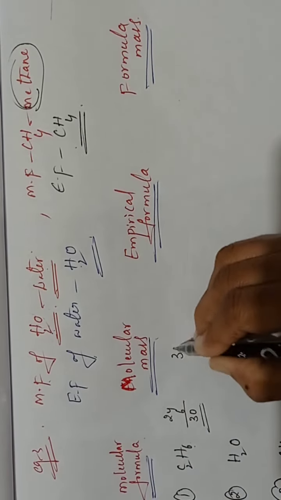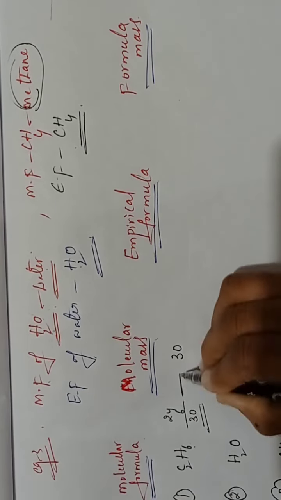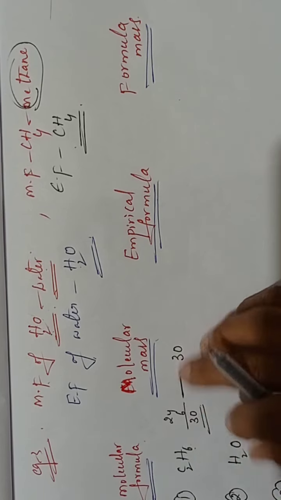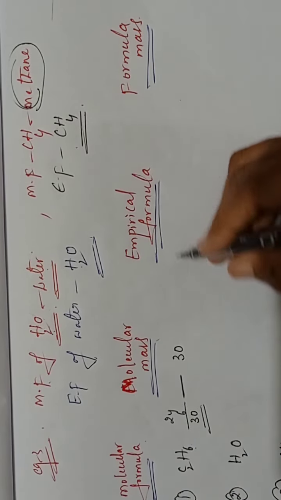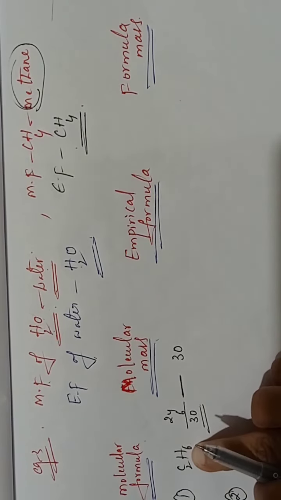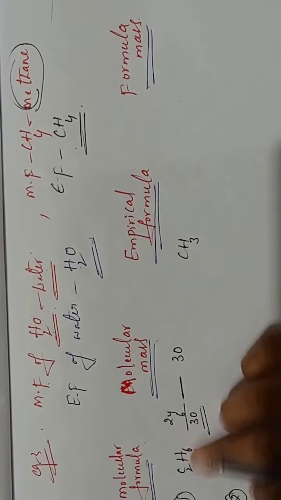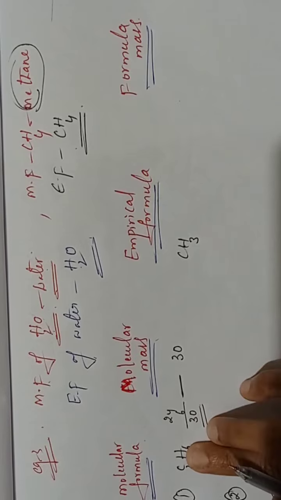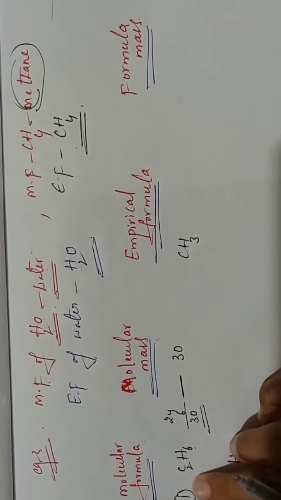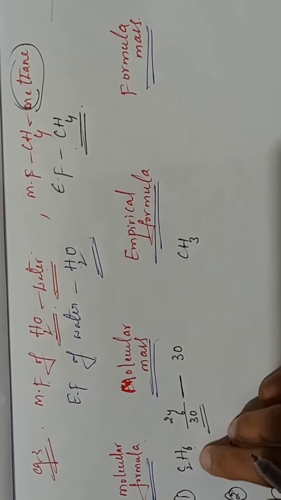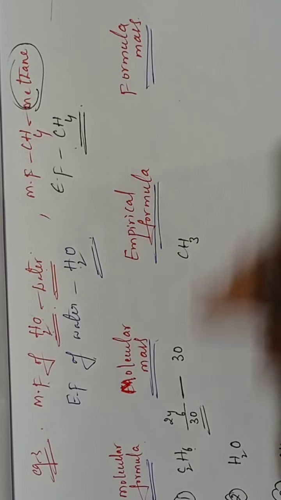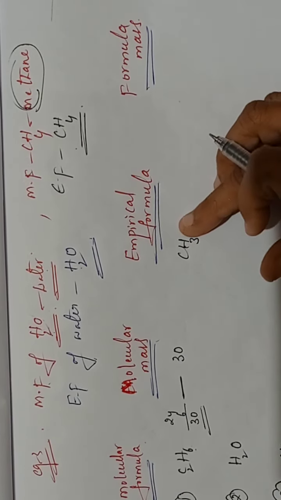So 30 is the molecular mass of ethane. What is its empirical formula? C2H6 simplest form is what, students? CH3. This is the empirical formula. Second table 1 time, second table 3 times, so we get CH3. This is the empirical formula.